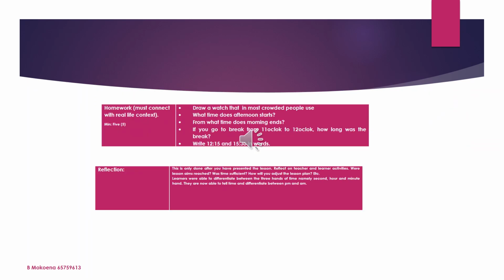Last but not least, on the lesson phases, homework. They will have to draw a watch that most people use, and define what time afternoon shows, what time afternoon starts, from what time morning ends, and if you go to a break from 11 o'clock to 12 o'clock, how long was the break? Write 12, quarter past 12, and half past 12 in words.